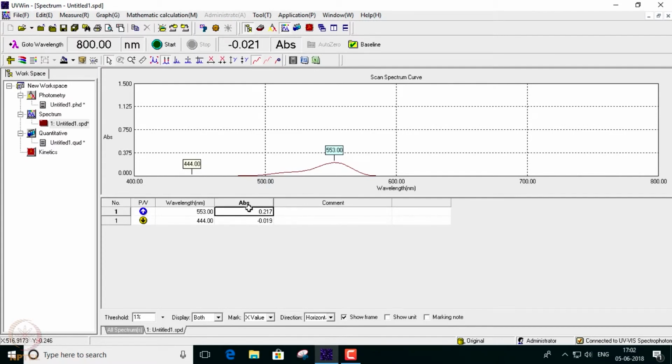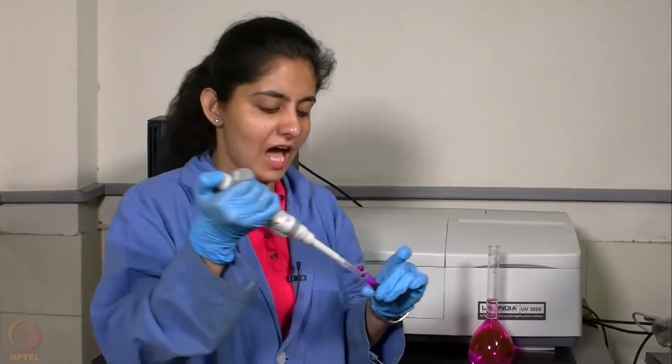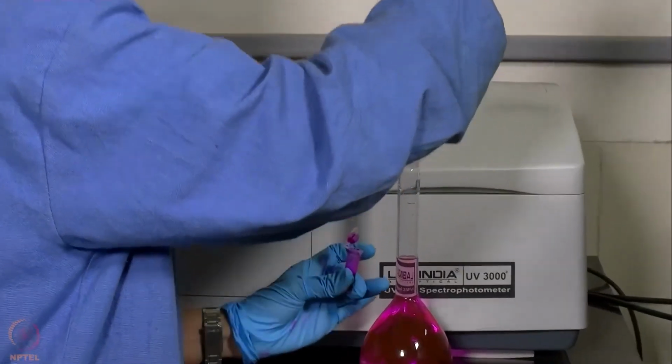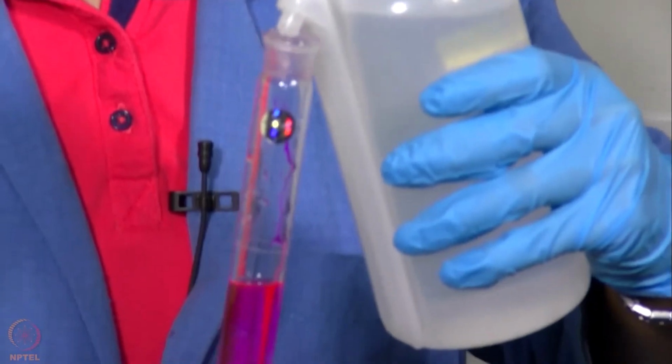This value of absorbance, which is 0.217, does not correspond to a solution of concentration 10 to the power minus 5 molar. Therefore, we need to concentrate the rhodamine B solution that we had prepared, so that the value is around 1.2 and it corresponds to a 10 to the power minus 5 molar solution. Now we will be adding some solution from this concentrated solution that we already had to the 250 ml volumetric flask, so that this solution gets concentrated. And then we will be making up the volume to 250 ml.